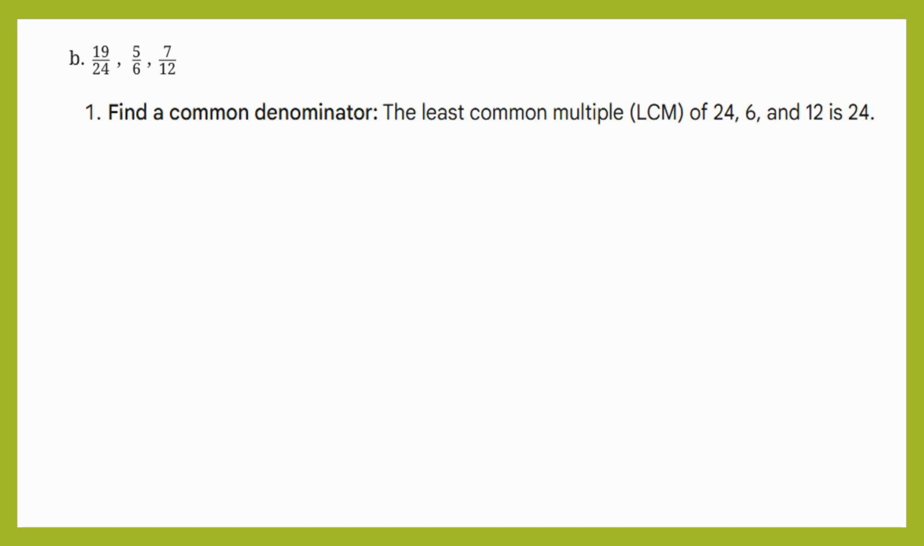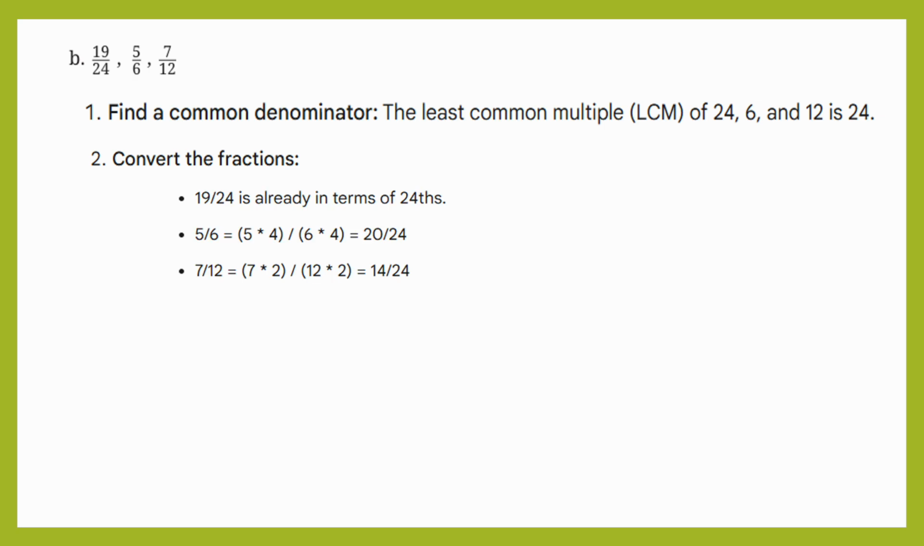Next one: 19 by 24, 5 by 6, 7 by 12. First we have to find a common denominator. The least common multiple or LCM of 24, 6 and 12 is 24. So convert the fractions. 19 by 24 is already in terms of 24. The denominator is 24. The next fraction, 5 by 6. So multiply both numerator and denominator by 4. 5 into 4 is 20. 6 into 4 is 24. So 20 by 24.